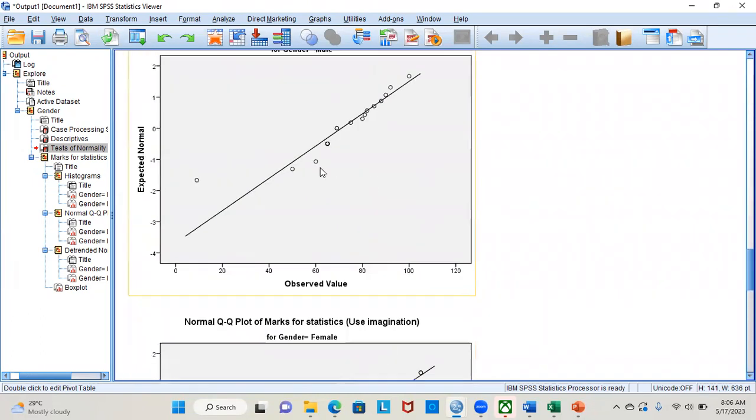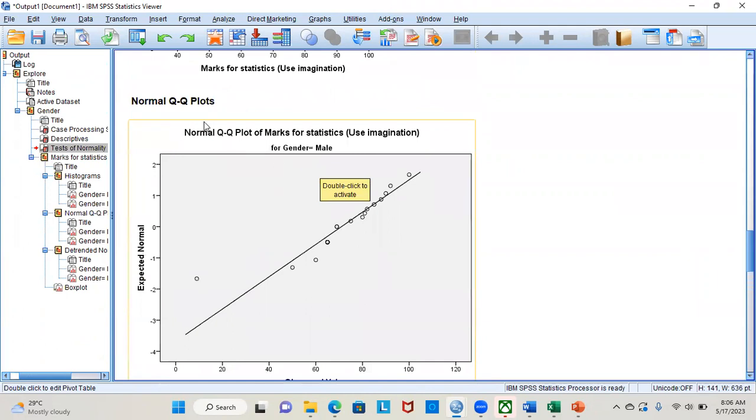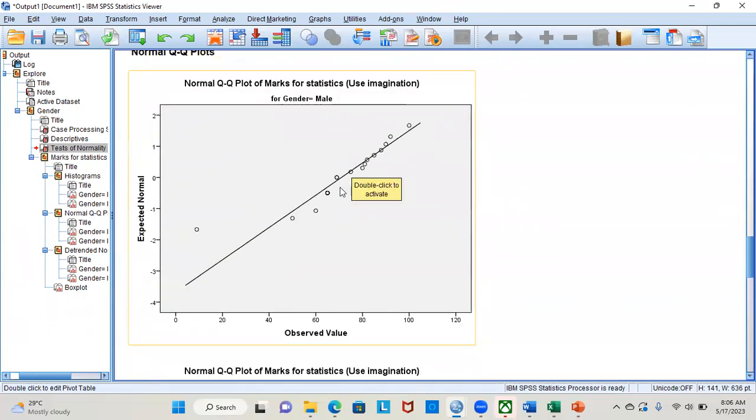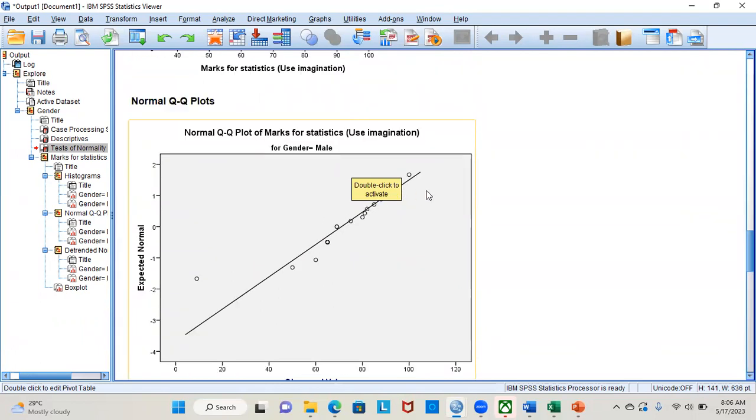And when it comes to this graph, normal QQ plots, if it is approximately normally distributed, almost all the points should be around this linear line.